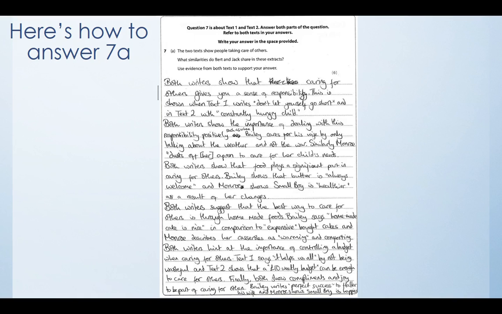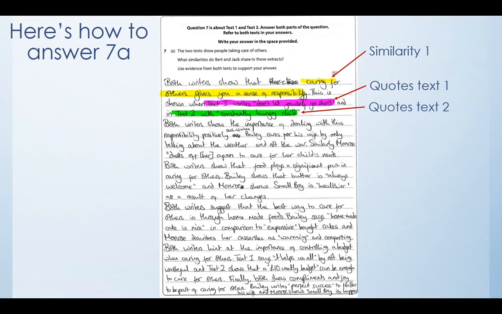So in this response, we can see straight away that this person has identified a similarity. Both writers, so they're dealing with both texts, both writers show that caring for others gives you a sense of responsibility, and it's that sense of responsibility that they're saying is similar. They then provide a quote from text 1. This is shown when text 1 writes, "Don't let yourself go short," and in text 2 with "constantly hungry child."